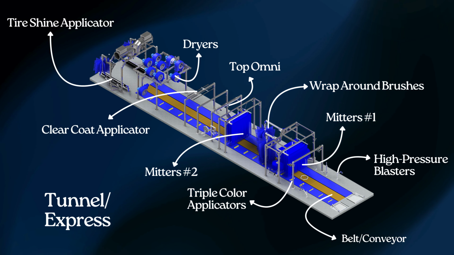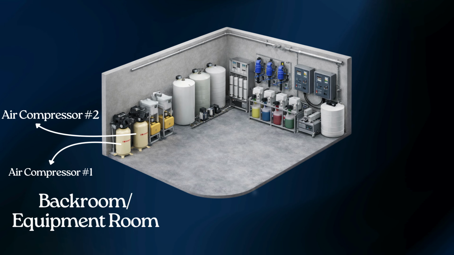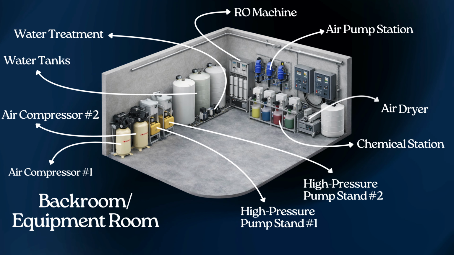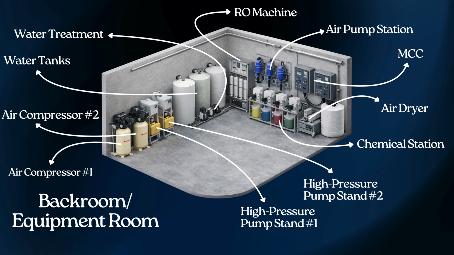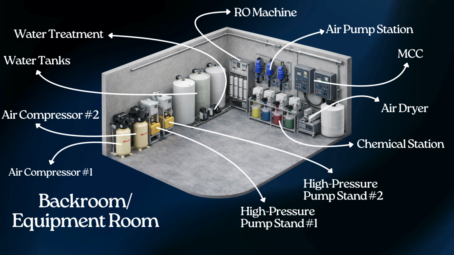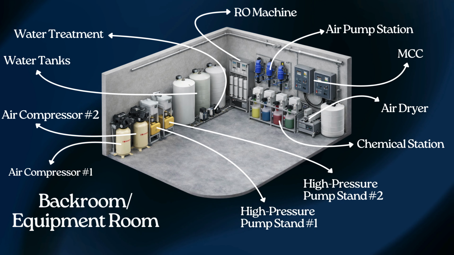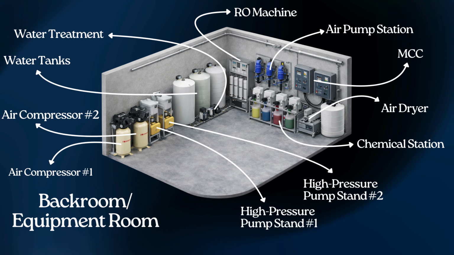This area typically includes assets such as air compressors, high-pressure pump stands, water treatment systems, chemical dispensing or mixing equipment, power units, and any other equipment that requires routine service, inspection, or maintenance. If your team inspects it, services it, maintains it, or needs visibility into its history, it belongs in My Wash.